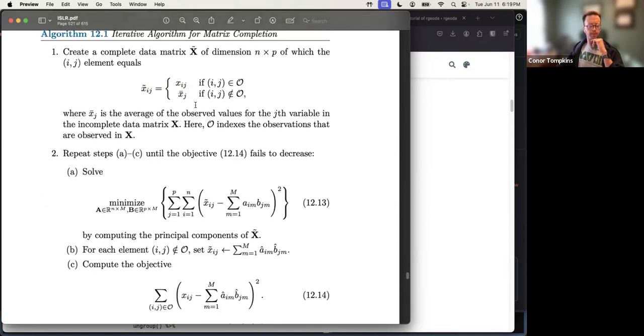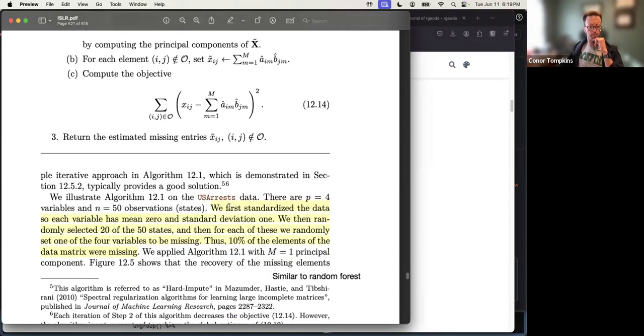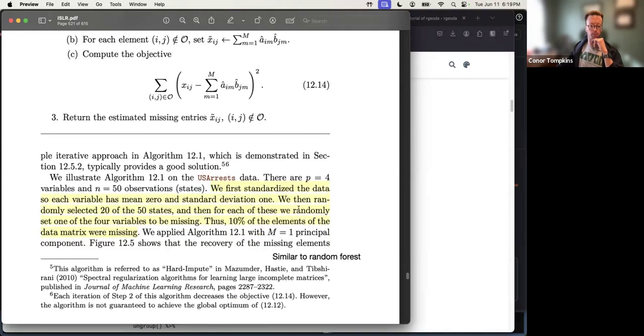So I think this is iterative. Like you go through it a couple of times. Okay, so this reminds me of random forest a little bit, where you're taking a random subset of the data and you're taking a random subset of the variables. Not exactly, but it's maybe a similar idea.